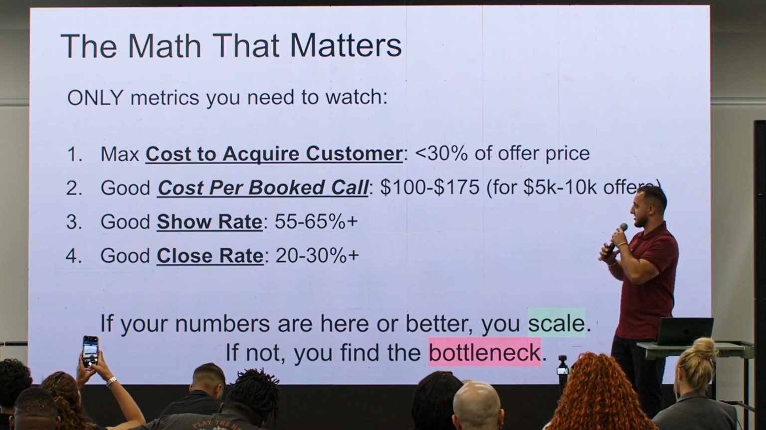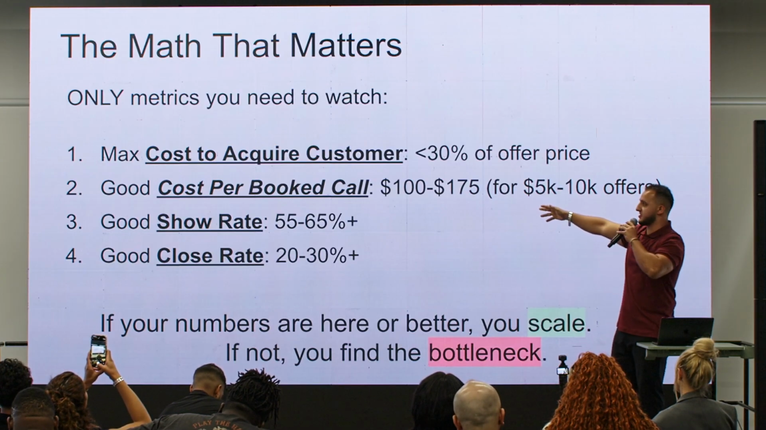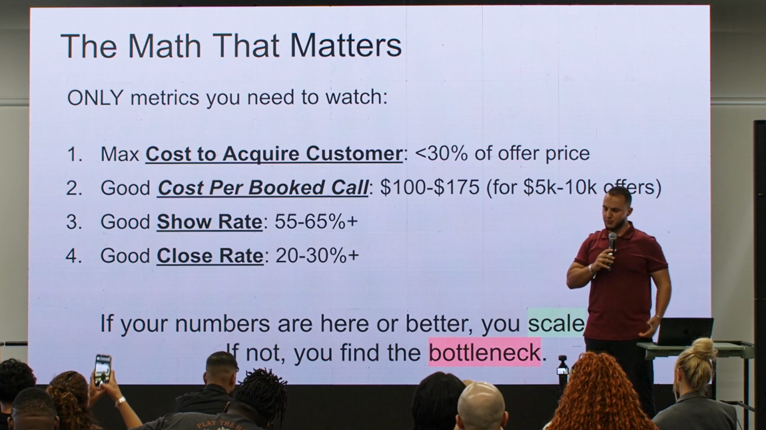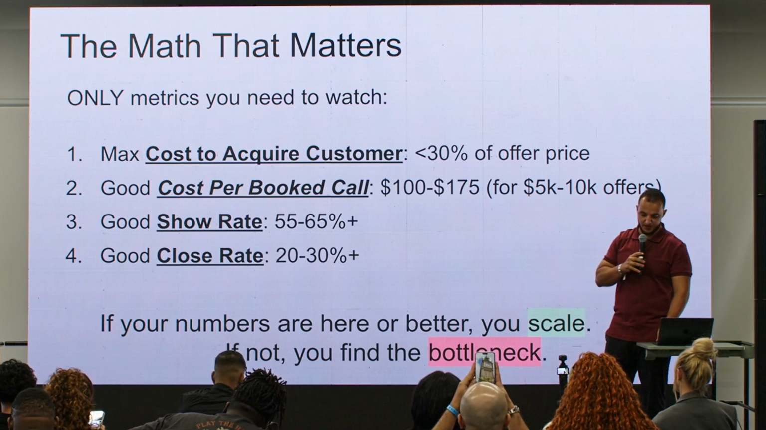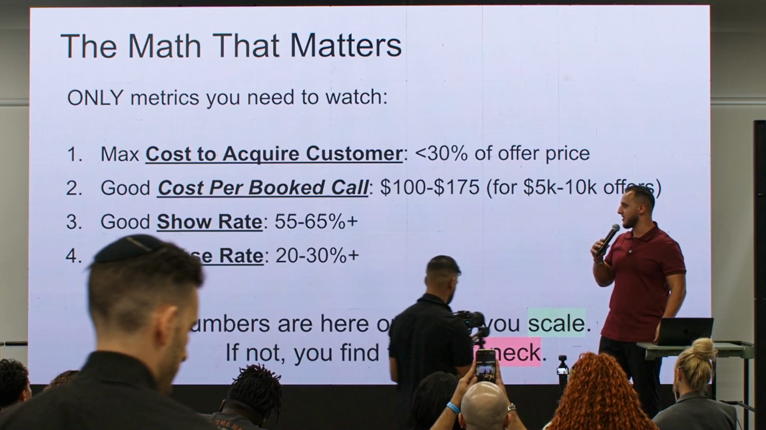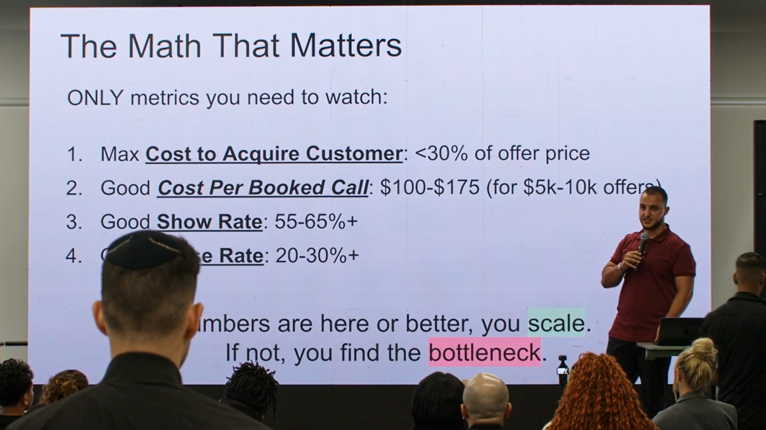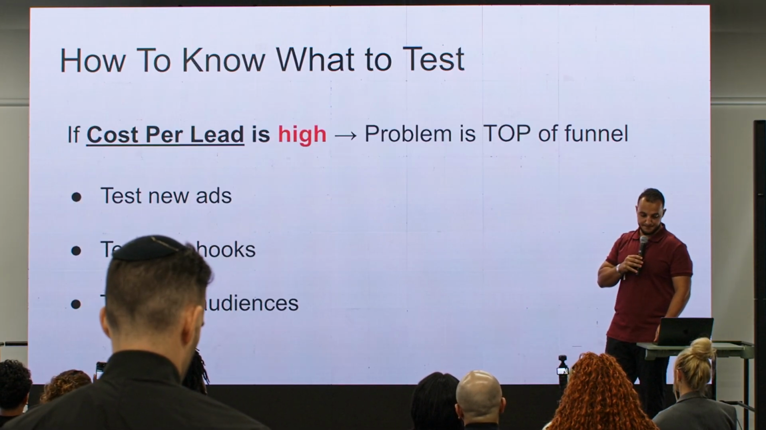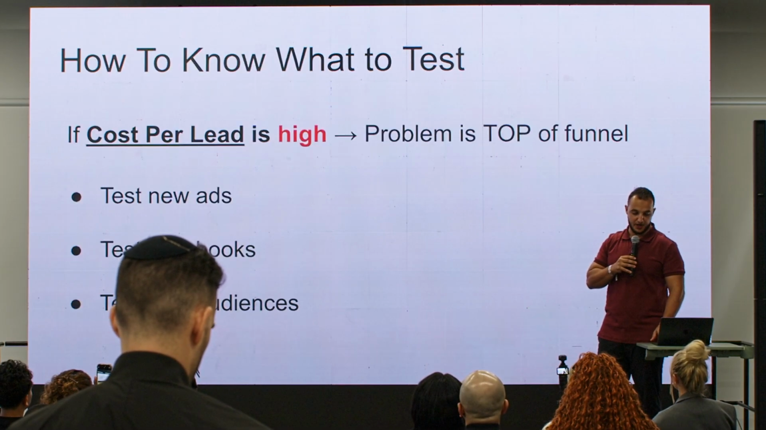A good cost per book call is $100 to $175 if you're selling a 5 to 10K offer. We're getting right now $50 to $100 book calls for that one client I showed you. Show rate should be 55 to 65%. Close rate at 20 to 30%. If you're good on these, you scale. If not, you find the bottleneck.